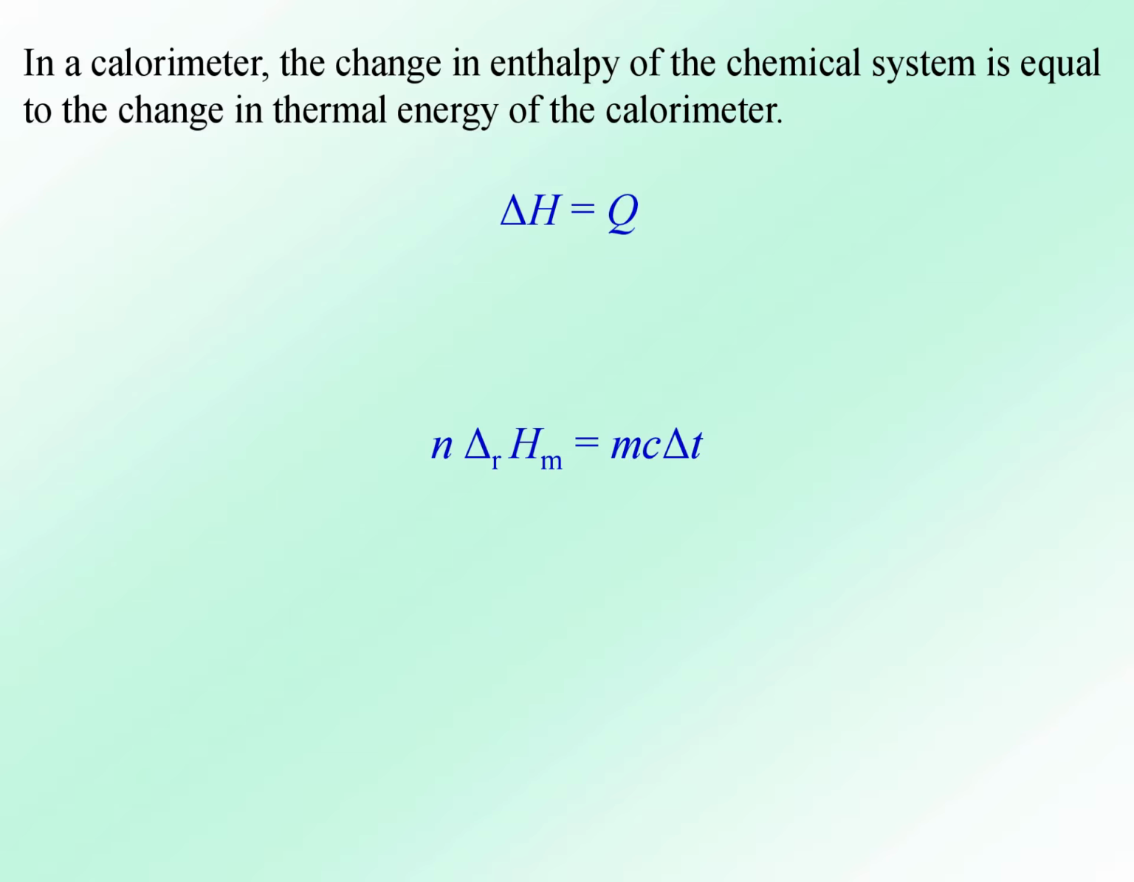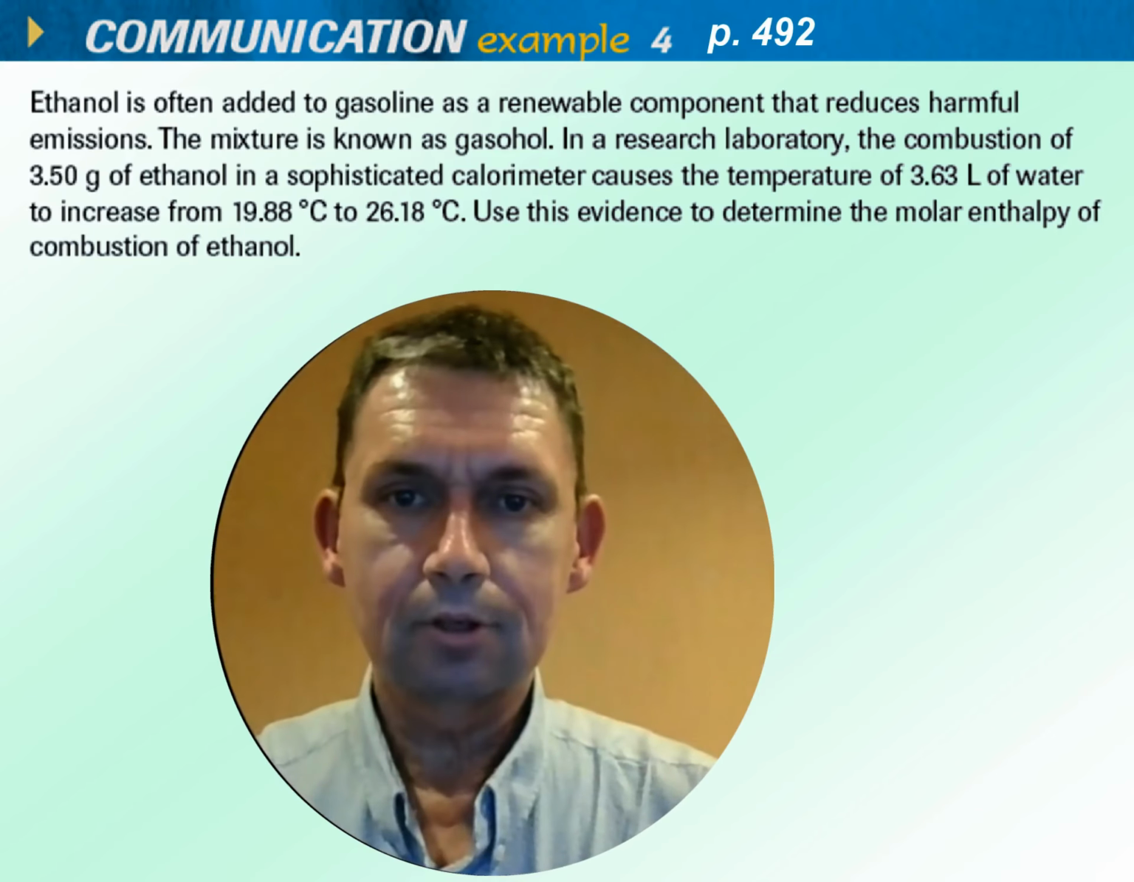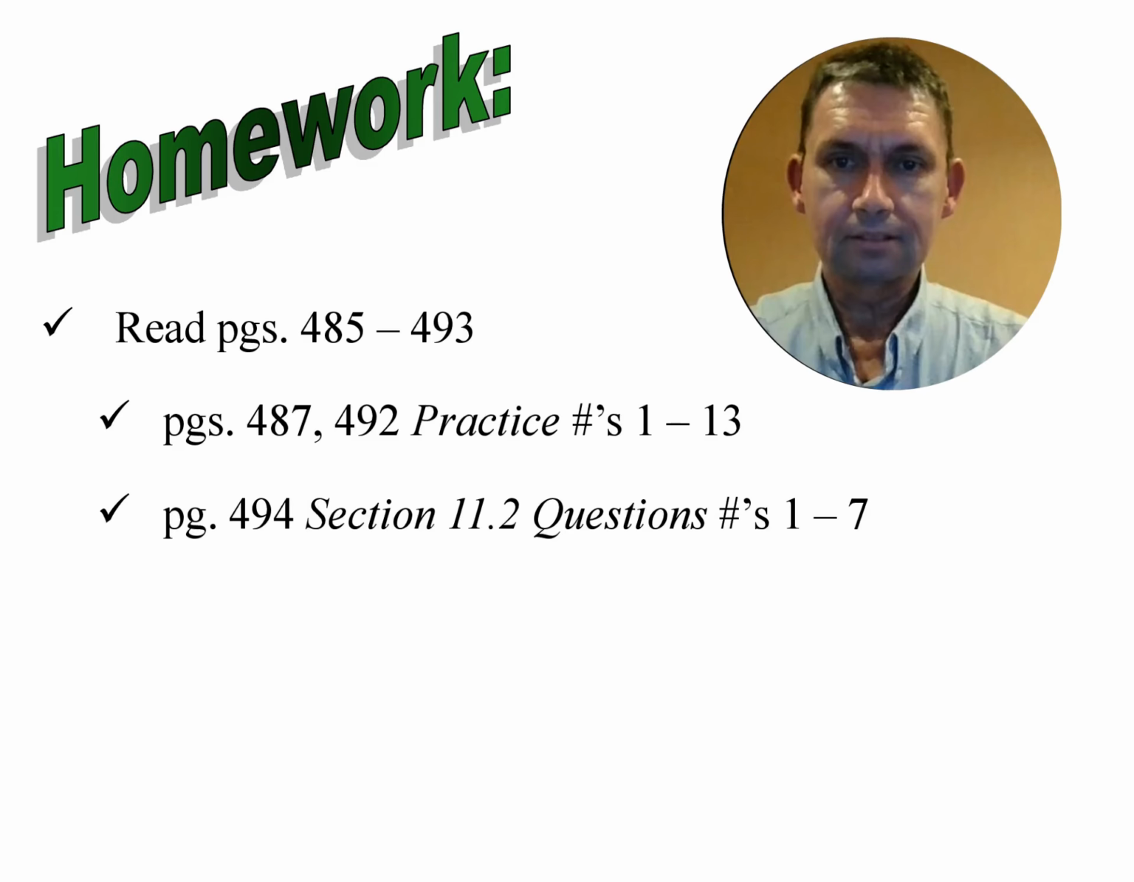In a calorimeter, the enthalpy change of the chemical system equals the thermal energy change of the calorimeter. This relationship allows us to calculate enthalpy changes using temperature data. Press pause and give this one a go. The lab experiment involved burning ethanol, using the resultant heat to warm a large volume of water.